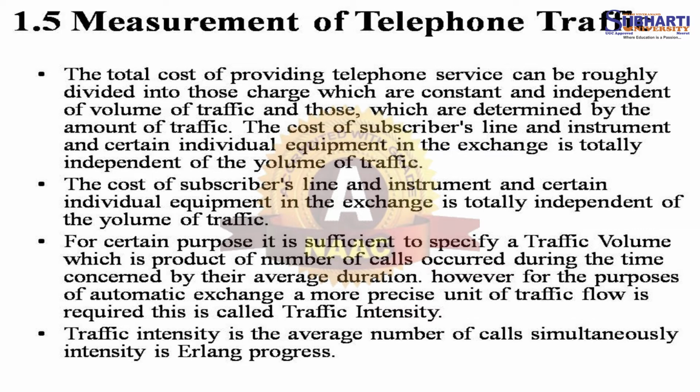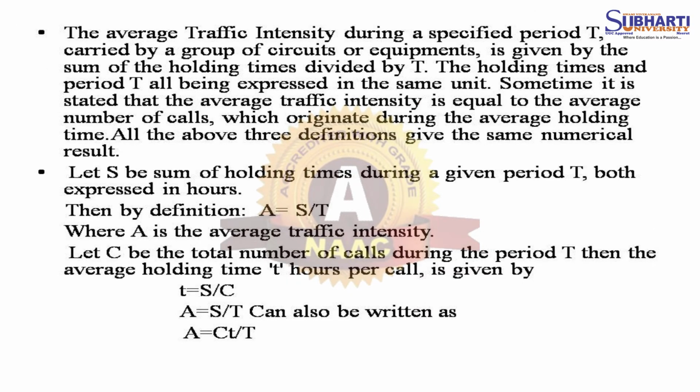Traffic intensity is the average number of calls simultaneously in progress. The average traffic intensity during a specified period T carried by a group of circuits or equipment is given by the sum of the holding times divided by T, the holding time and the period T all being expressed in the same unit.